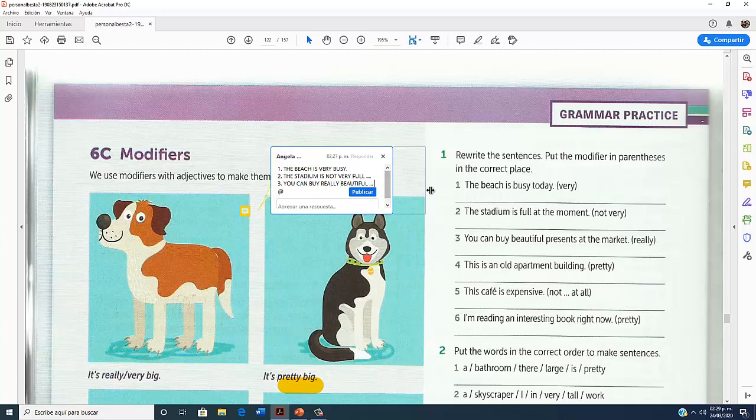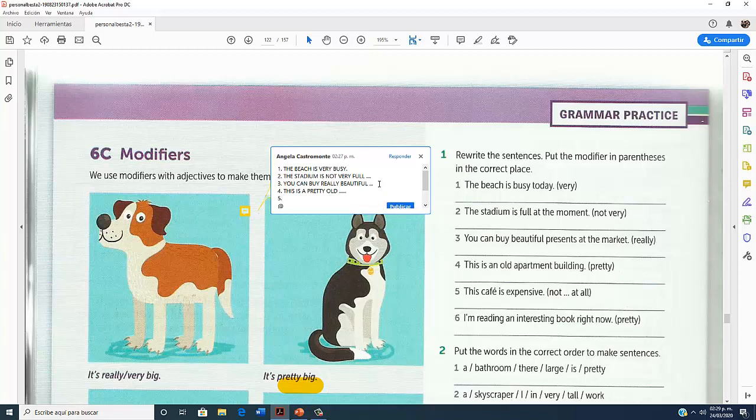Okay, before the adjective. And then in number 4, we have, this is an old apartment building. So where's the adjective? Old, and we need to use the word pretty before the adjective. So we need to change a, because there says pretty. This is a pretty old apartment building.